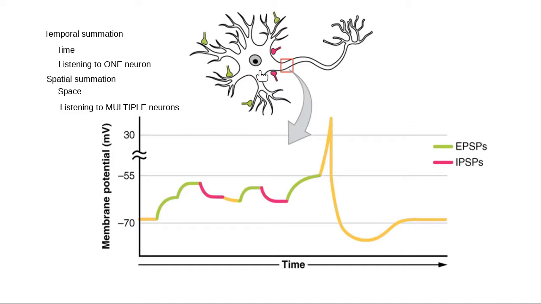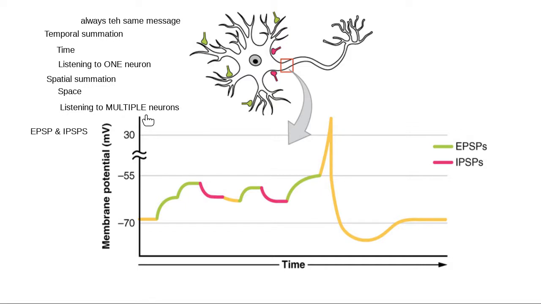So if we're receiving excitatory messages and inhibitory messages, more than one type of message, that's going to be spatial summation. If we're hearing the same type of message over and over again, that's temporal summation. So temporal summation, always the same message. Spatial summation, EPSP and IPSP. It can be a mix because more than one neuron is talking to me.